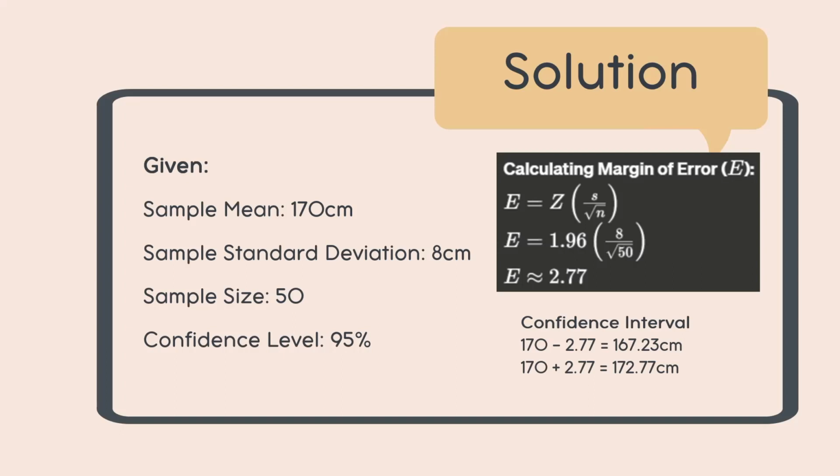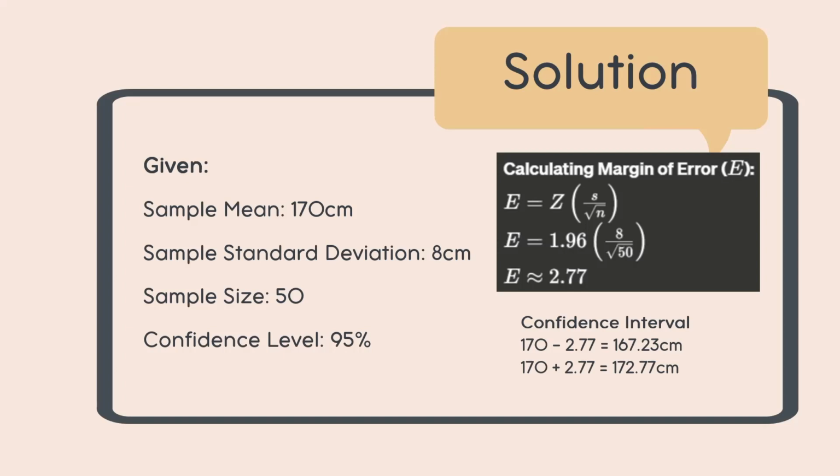First, let us calculate the margin of error, which is E equals Z multiplied by S over the square root of N. So we have E equals 1.96 multiplied by 8 over the square root of 50, which is approximately 2.77. So to get the confidence interval, we must take the sample mean, which is 170 cm, minus 2.77, which results in 167.23 centimeters, and 170 plus 2.77, which results in 172.77 centimeters.